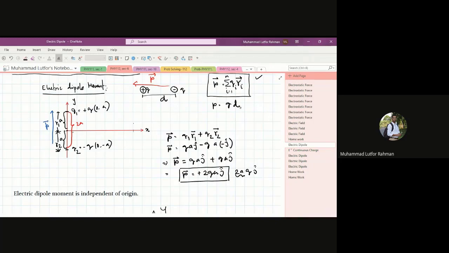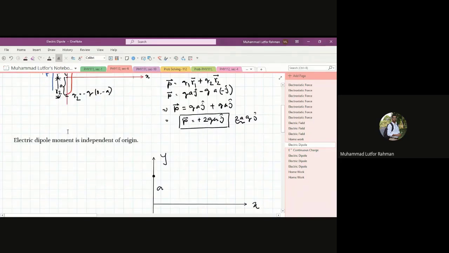Now this electric dipole moment is independent of origin. Independent of origin means if you shift your origin, or shift the charged particles relative to the origin, the electric dipole moment is not going to change.